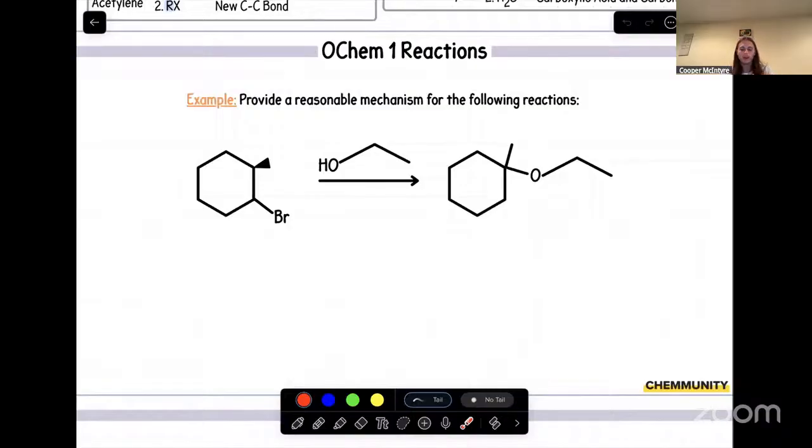So in terms of how these problems are actually set up, the first couple will be mechanisms, some important ones that we do need to know before you go into OChem 2. And then we'll be doing some predicting the product questions, which kind of have all of those reagents in order. And we just need to make sure we're comfortable with those reagents. And then we'll end off with synthesis.